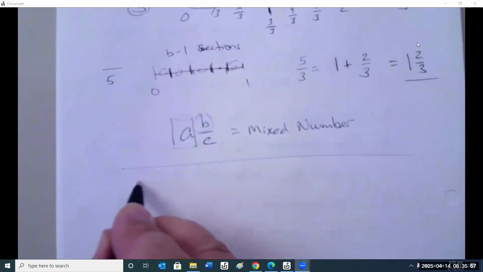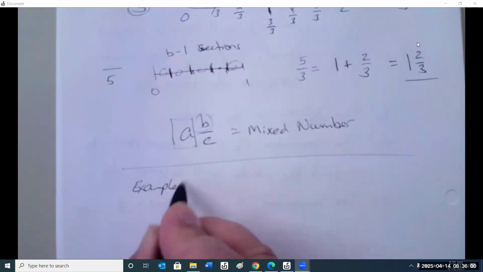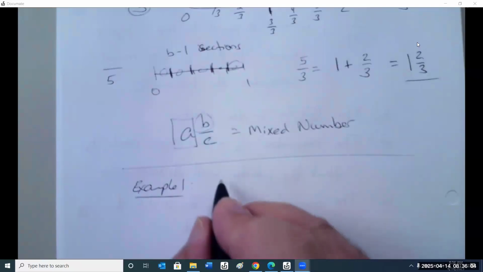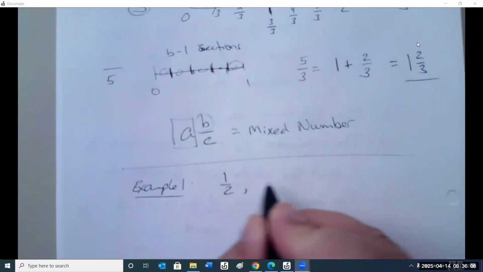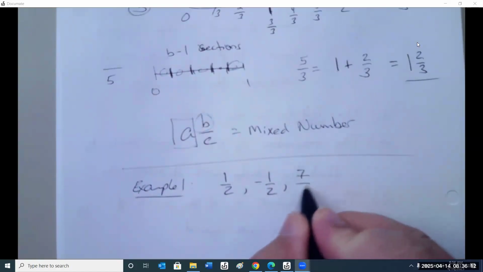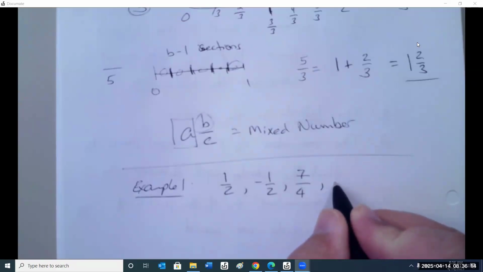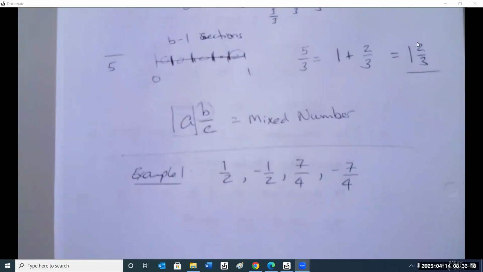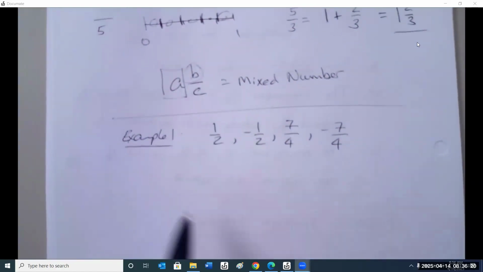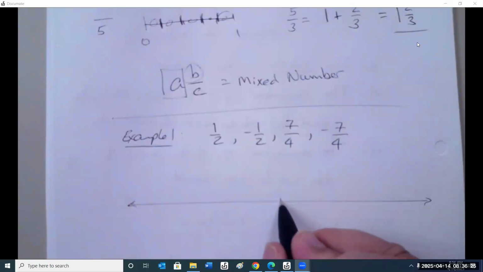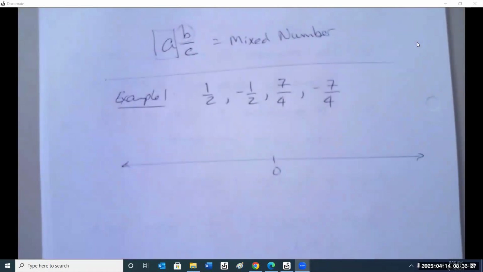So let's do example 1. Place these on a number line.